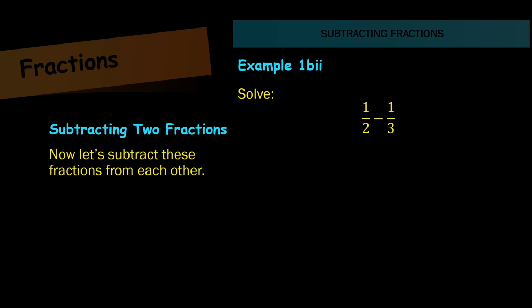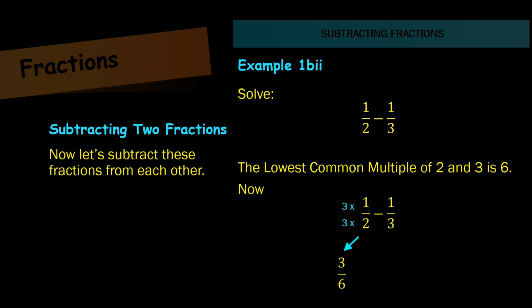Now let's subtract these fractions from each other. First, convert the fractions so the denominators are the same as we did previously. The denominators are 2 and 3, so the lowest common multiple of 2 and 3 is 6. Multiply the numerator and denominator of a half by the same number 3 to give a half equals 3/6, and multiply the numerator and denominator of a third by the same number 2 to give a third equals 2/6.